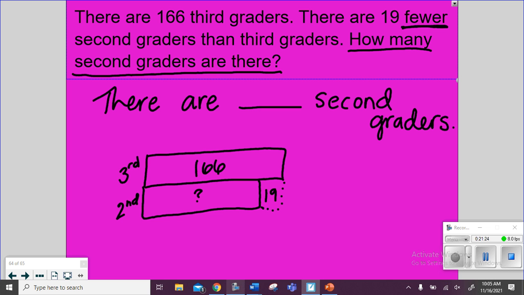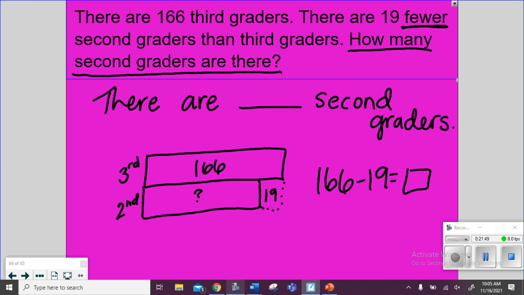So how am I going to figure out the question mark? We're probably going to do subtraction. You're going to use your brain. Does anyone have an equation that you think it might be? Gwen, what do you think? 166 minus 19, and that would get us the answer.